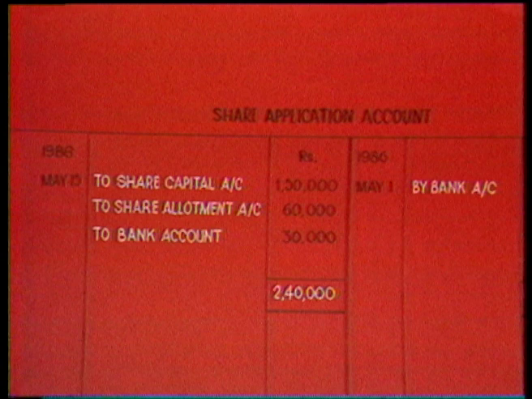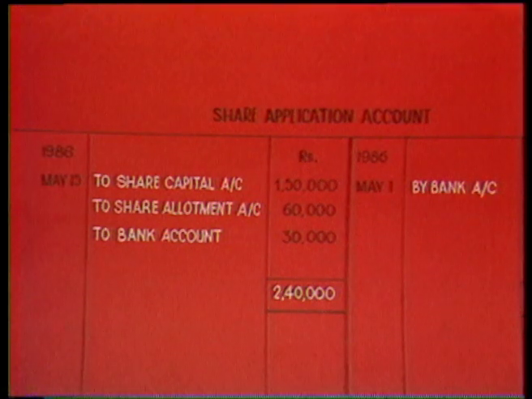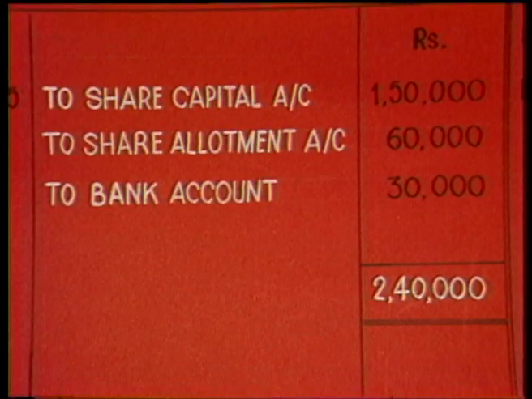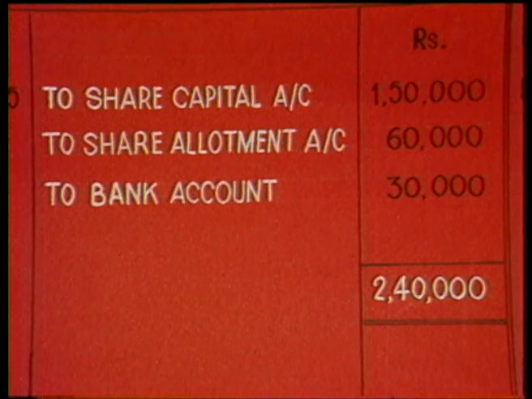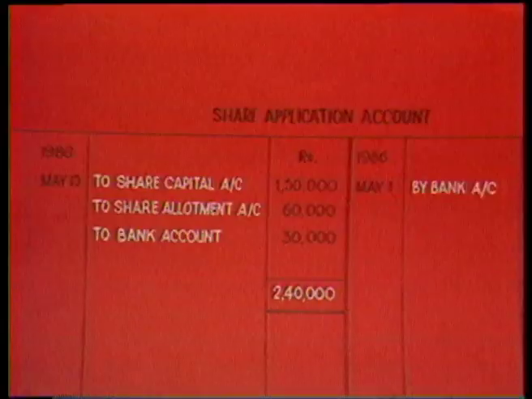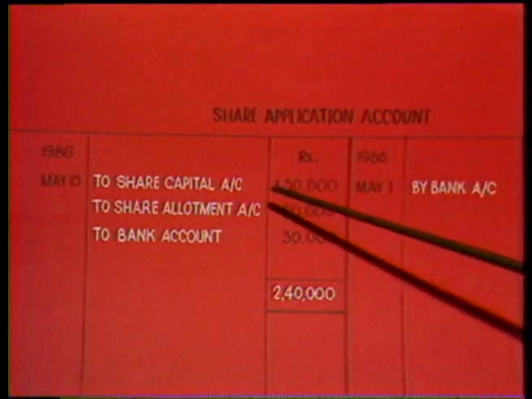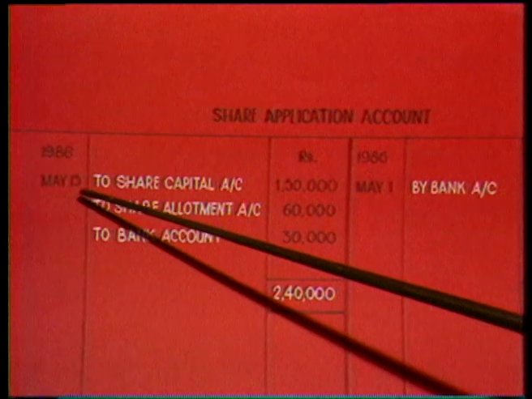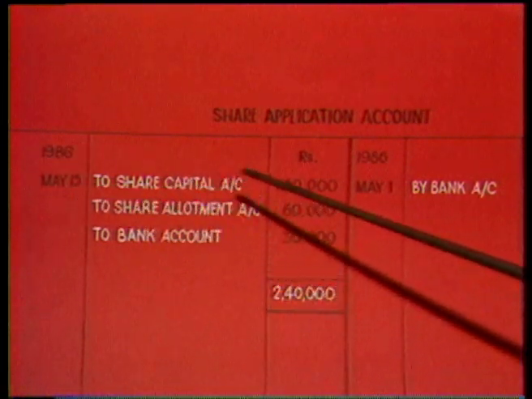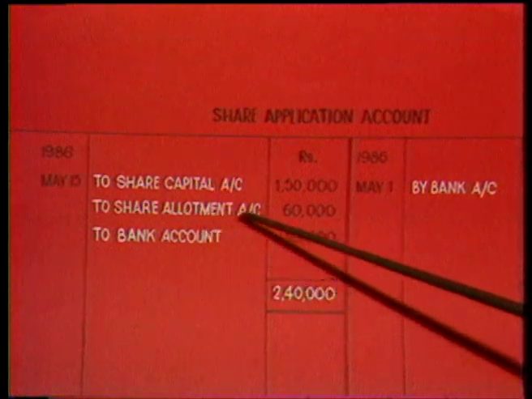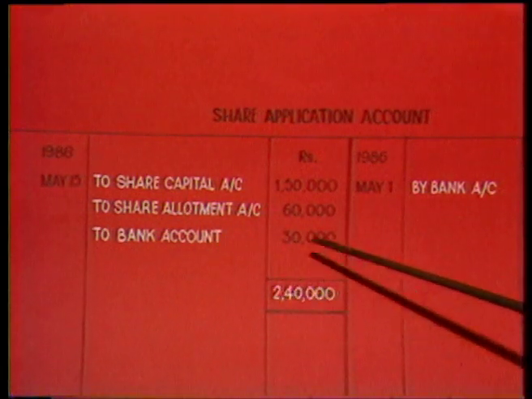Then we prepare the share application account in Alfa's ledger. You will find a journal entry on the 15th May debiting share application account for 2,40,000 rupees and transferring to share capital 1,50,000, share allotment 60,000 rupees, and bank account 30,000 rupees. That transaction is posted on the debit side of share application account dated the May 15th to share capital 1,50,000, to share allotment 60,000, to bank account 30,000.